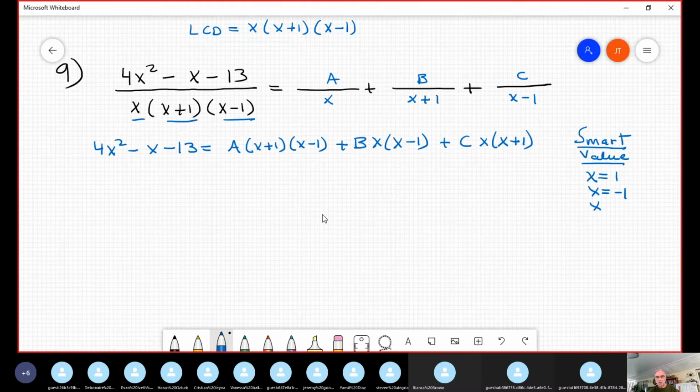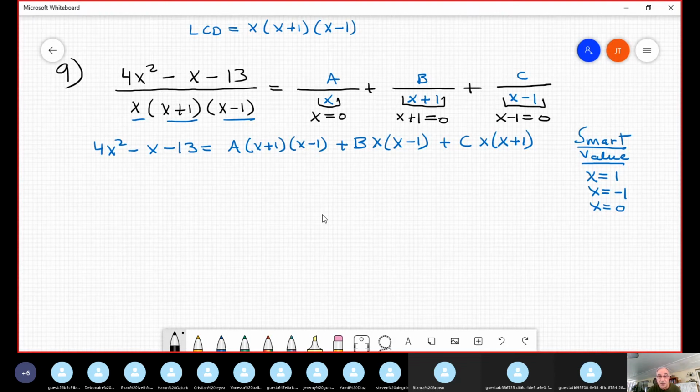No more? And what about 0? Yeah, it's exactly the same. So you take the denominator, this denominator, and you take its factors one by one and put each equal to 0. It's obvious that this one directly is 0, this is -1, and this is +1. These are my smart values: the zeros of the denominator. Okay?